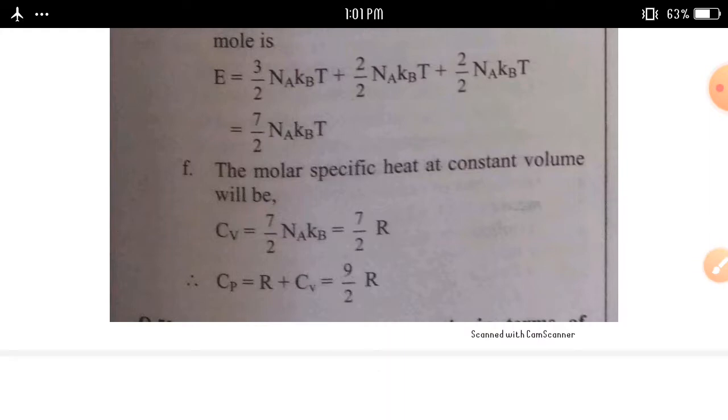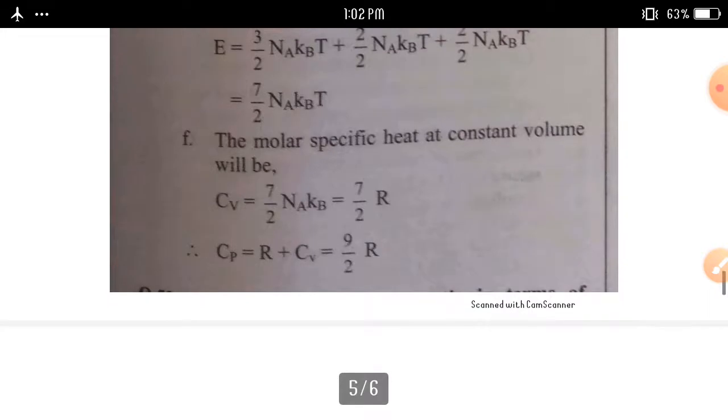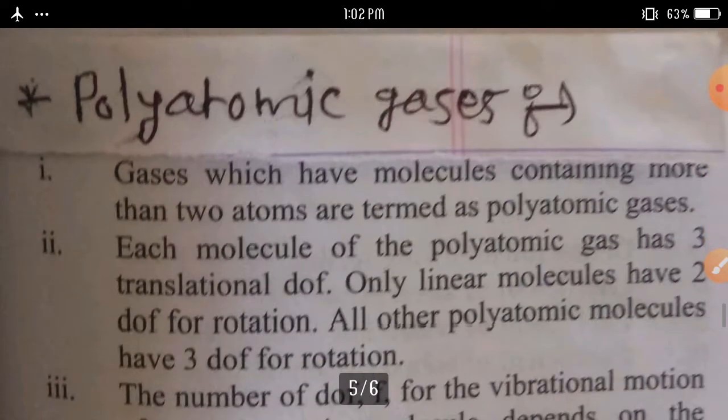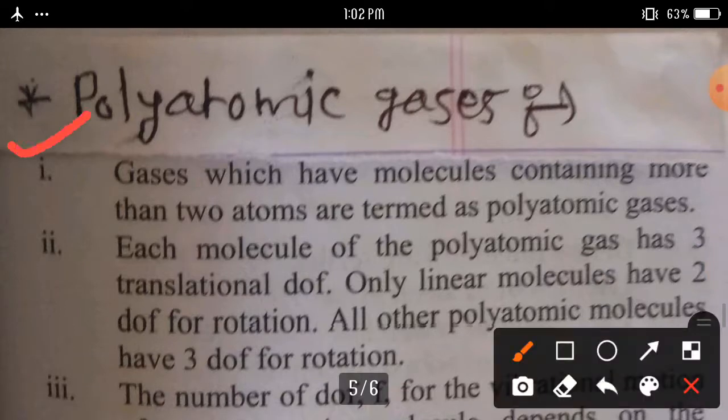Question asked on this topic: molar specific heat of monoatomic and diatomic gases at constant volume and constant pressure. And another one is degree of freedom. Here, the third one is polyatomic gases.